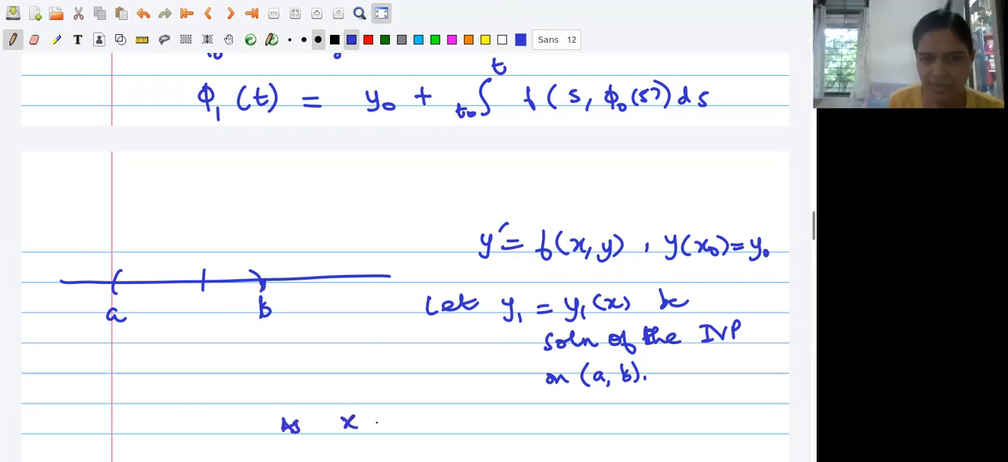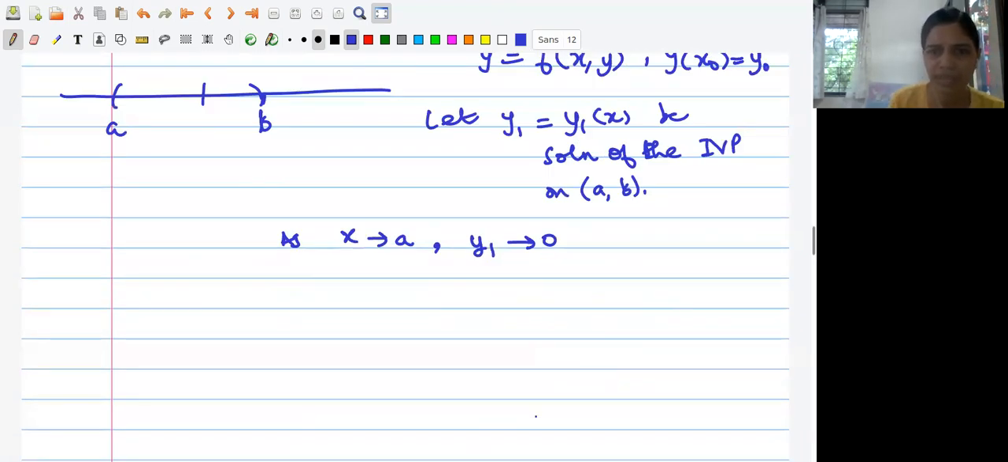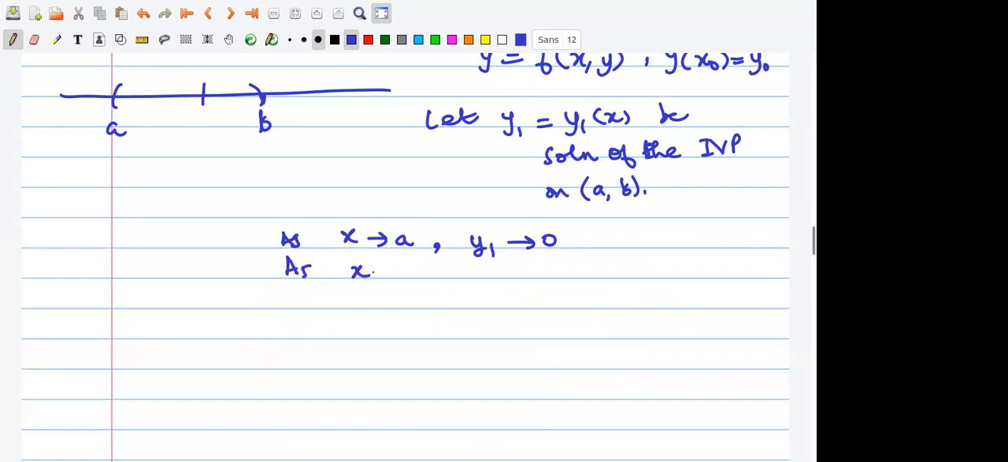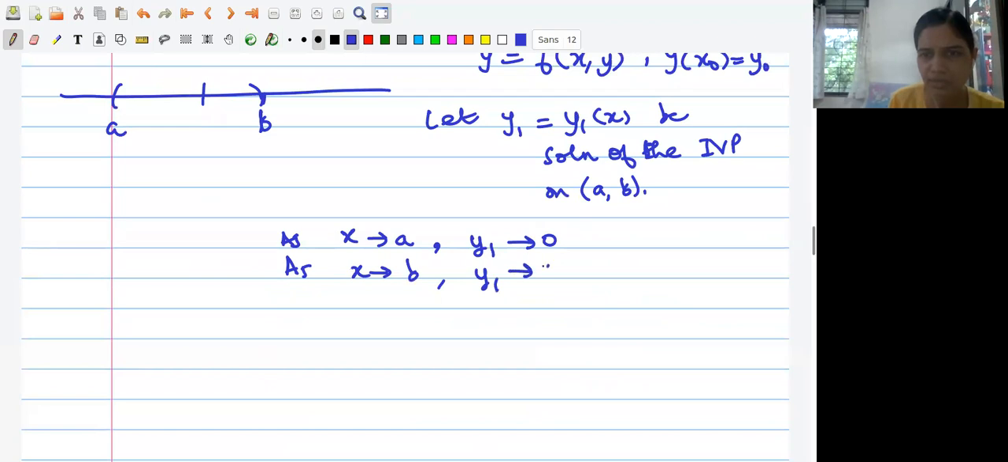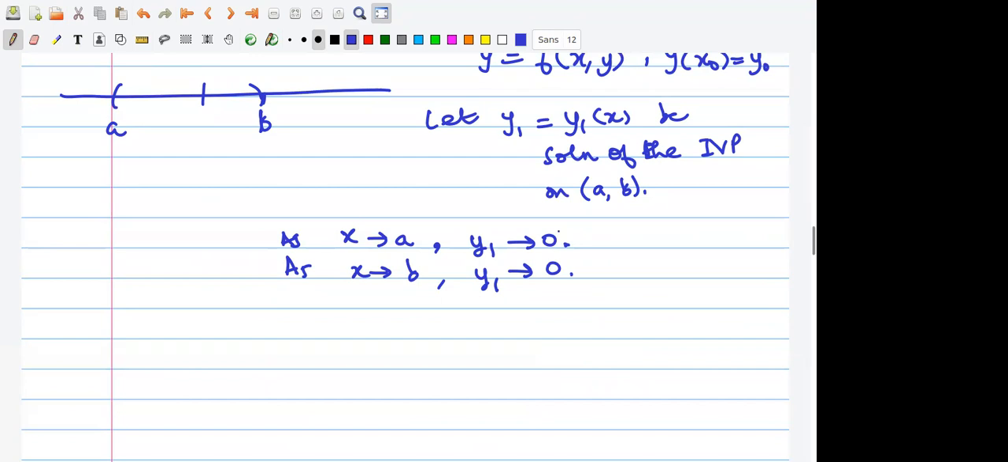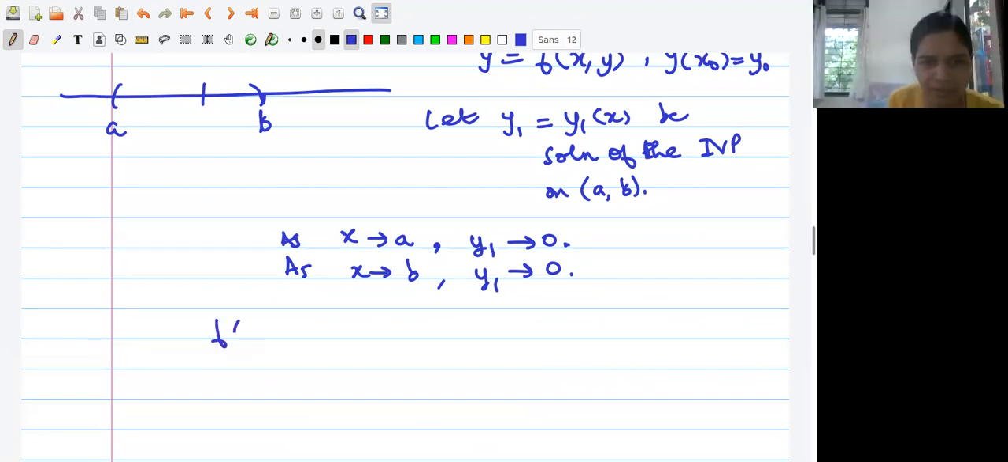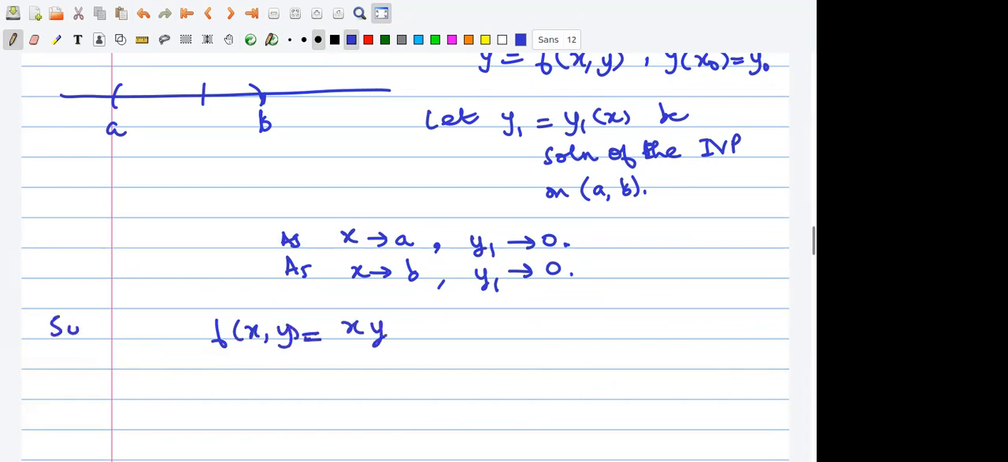As x tends to A, y1 tends to 0 is what you're trying to say. Yes, ma'am, and as x tends to B, y1 tends to 0. Then in that, f of xy is of the form, let's say, 10 by 3, meaning it is of the form xy. f of xy is x times y. Yes, ma'am. So at those endpoints, f of xy is going to 0. Okay, so f prime should go to 0. That is what I'm asking.